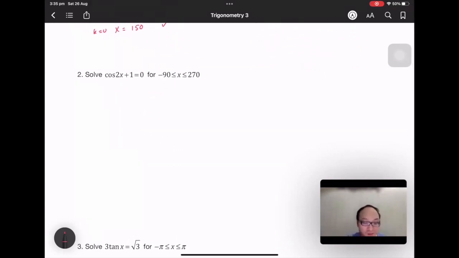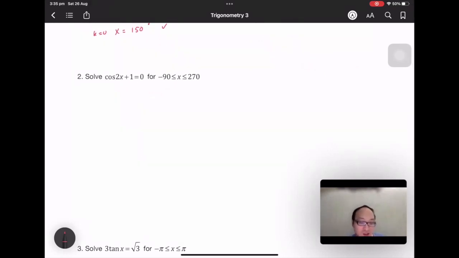Two, solve cos 2x plus 1 equals 0 for negative 90 until 270. So we prepare the graph. So for this, I can have cos 2x equals minus 1. So that means 2x will equal cos inverse of minus 1. If we draw, so 90, 180, 270, 360, oh, it's until 270 only, but from negative 90.